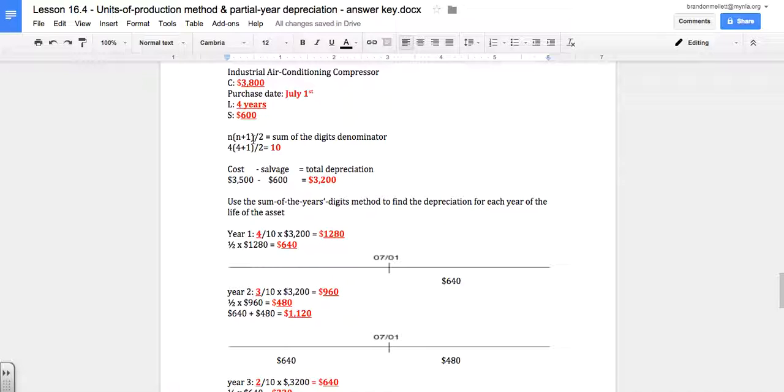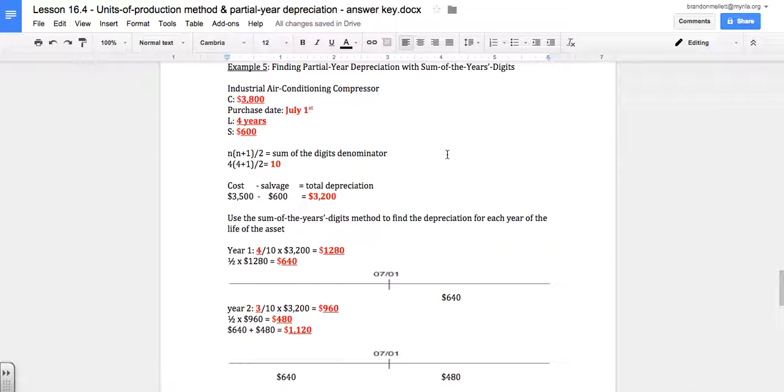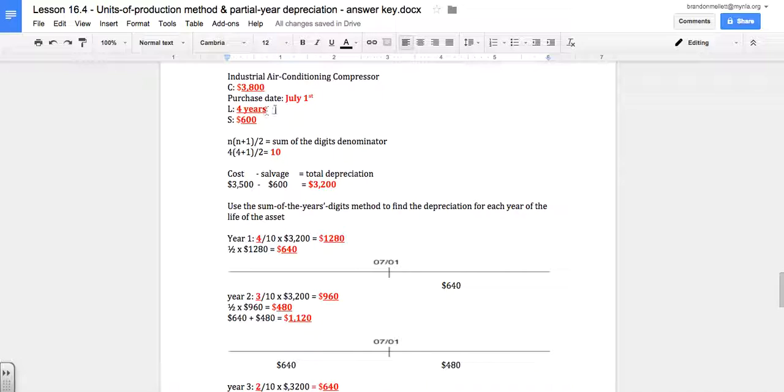Number plus 1 divided by 2. So 4 years is the number, plus 1. So we get 4 times 5 is 20, divided by 2 would be 10. So there is going to be our denominator. Next part we need to do is what is the total amount of depreciation that can take place over this 4-year period. We would take the cost minus the salvage value, and we would get $3,200.